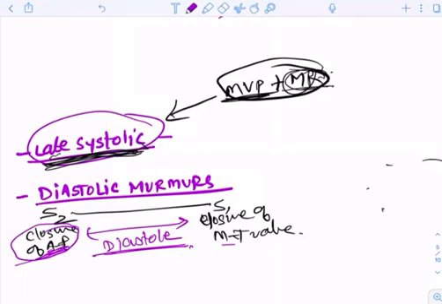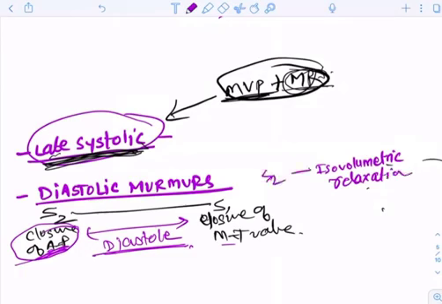After closure of the aortic and pulmonary valves, the mitral and tricuspid valves are already closed. They will not open. So this is the phase of isovolumetric relaxation after S2. S2 is immediately followed by isovolumetric relaxation, where all valves are closed. As all valves are closed, is blood flow possible? There is no blood flow possible across the valves. So the early diastolic period is isovolumetric relaxation.